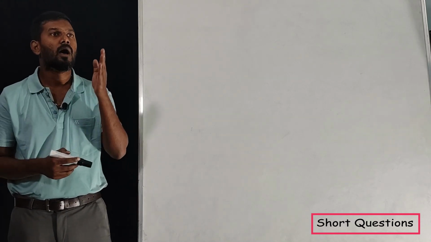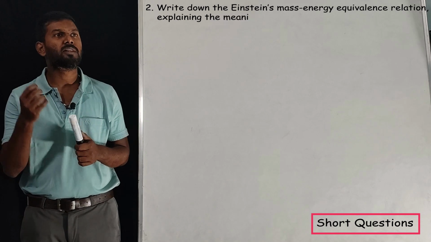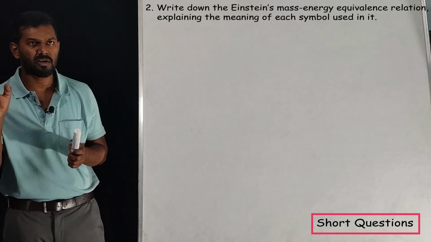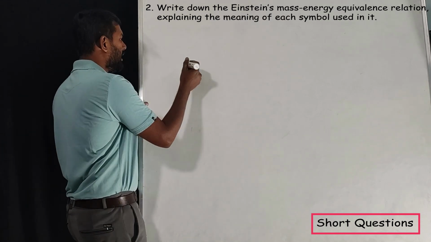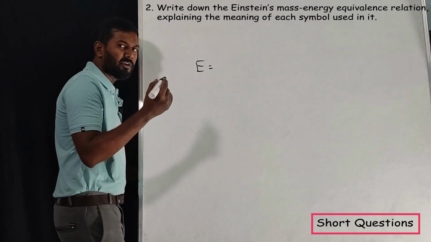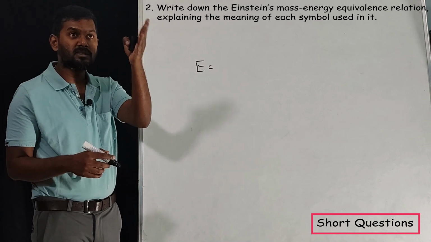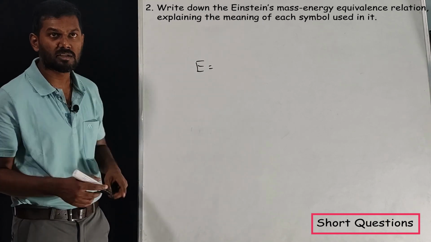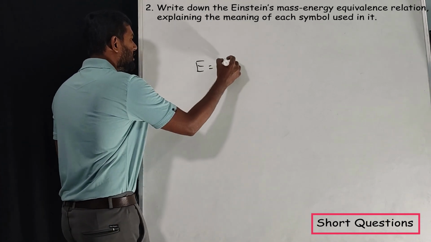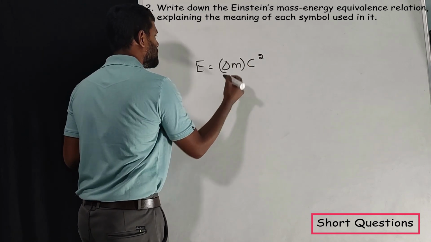Our next question: write down Einstein's mass energy equivalence relation. Explain the meaning of each symbol used in it. Very simple. Listen, the equation they are looking for is, actually we know E is equal to mc square, correct? But when it comes to Einstein's mass energy equivalence relation in this chapter, that is E equals delta m c square.